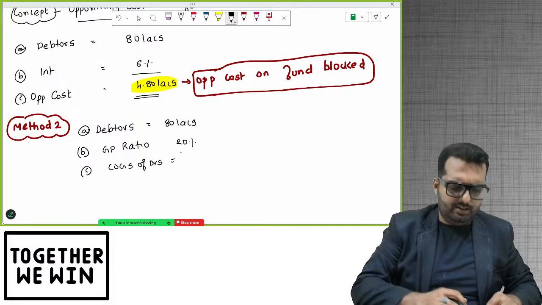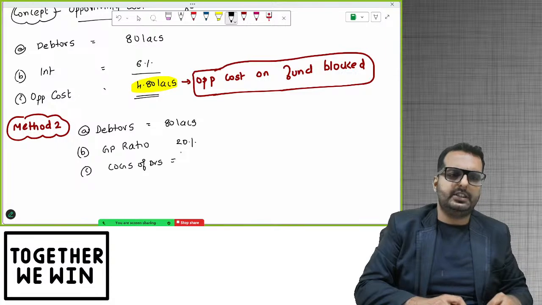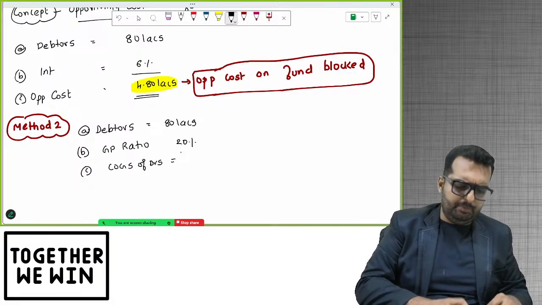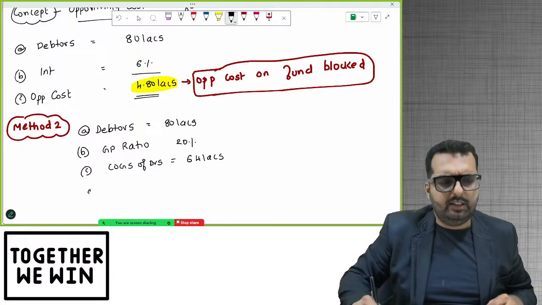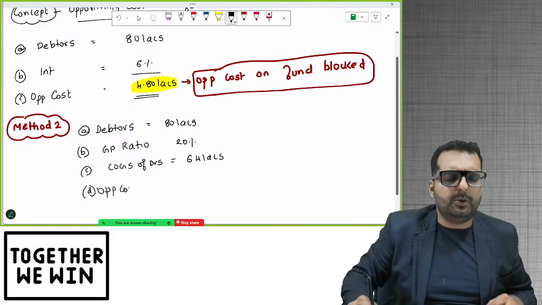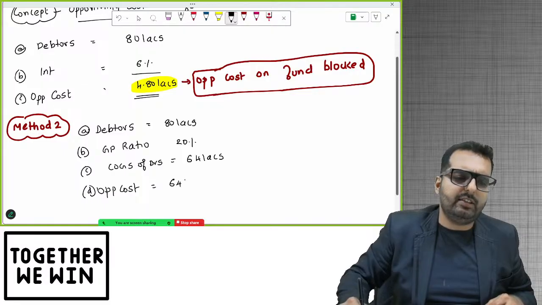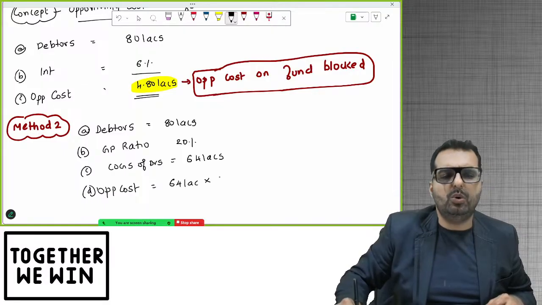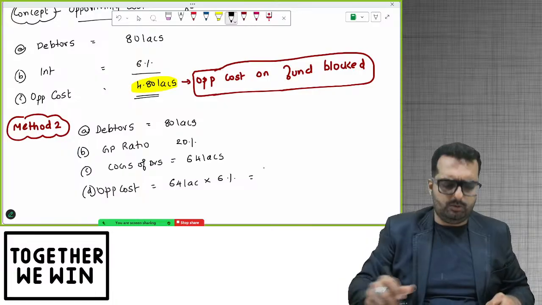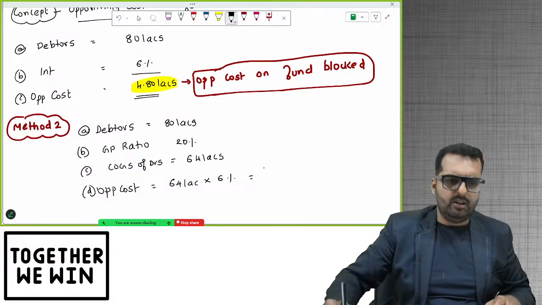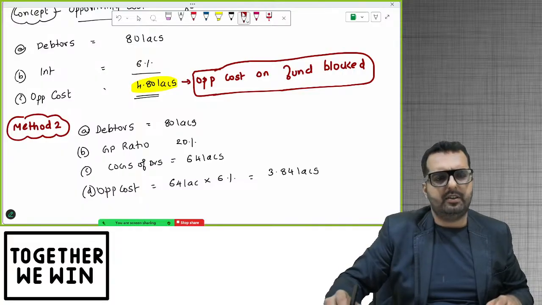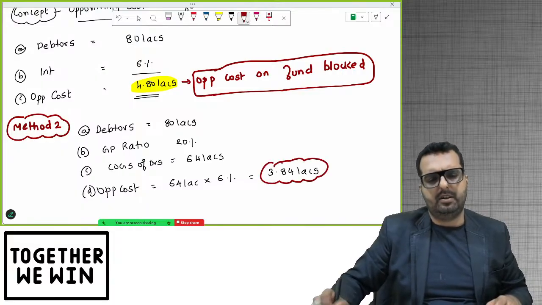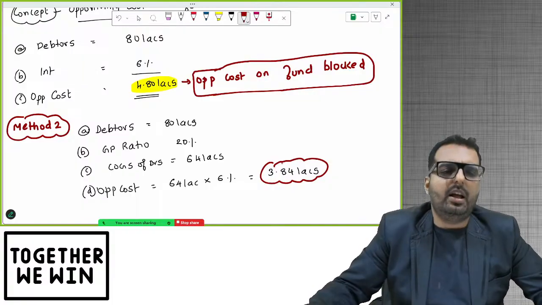So they'll get the answer on 80. If 20% is the GP, that means the remaining 80% is going to be the cost. How much is the cost coming to? 64 lakhs. Then what they will do for opportunity cost is take 64 lakh into the FD rate that we talked about, 6%. Do you get the answer as 3.84 lakhs, friends? That will be the final answer.